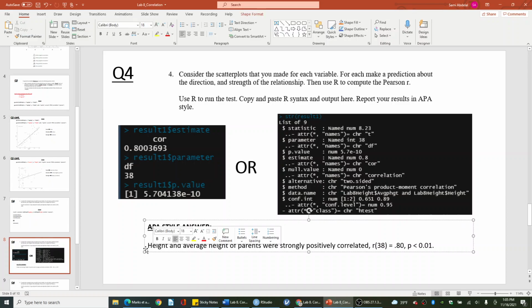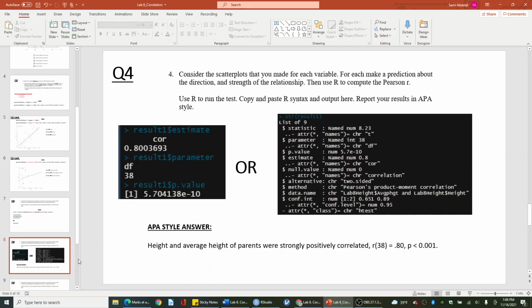So this is going to be our APA style answer. Very easy. Height and average height of parents were strongly positively correlated. So same thing we did in the scatter plots, but now we just have values to work with. And it's strongly positively correlated because it's a positive value, right? 0.8 out of 1, that's strong. And then moderate to strong, or you could just say strong, and then our p-value is less than 0.001.